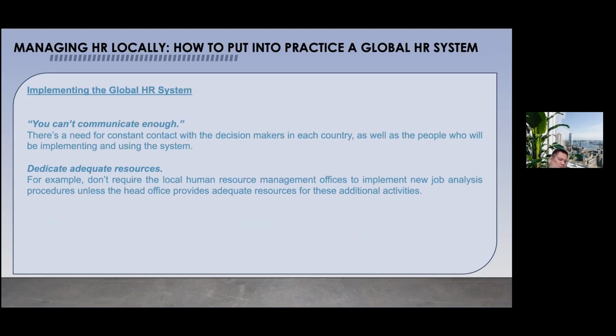Lastly is implementing the global HR system. Finally, two best practices help ensure success in actually implementing the globally consistent human resource policies and practices. They say you can't communicate enough. There's a need for constant contact with the decision makers in each country, as well as the people who will be implementing and using the system.